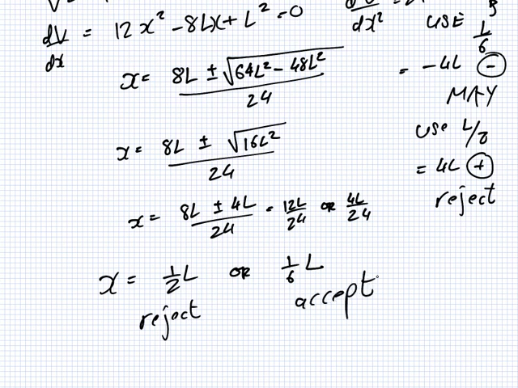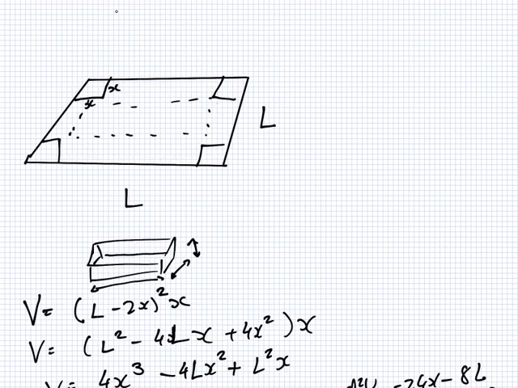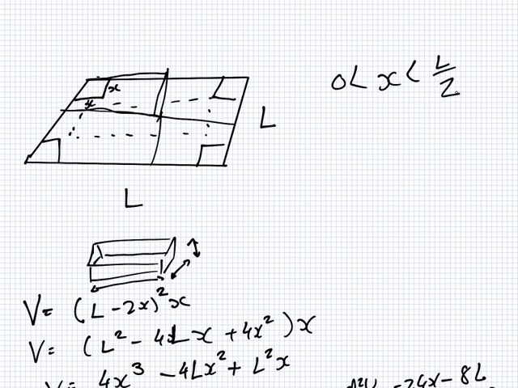However, there is another perfectly good reason to reject the first answer. And what is that reason? It will cut out everything. If you cut a half from each side, then you have nothing left. If we go back to the picture, if I cut off half the length from each corner, then I've cut away everything. So x should be between 0 and L over 2, and not equal 0 or L over 2.